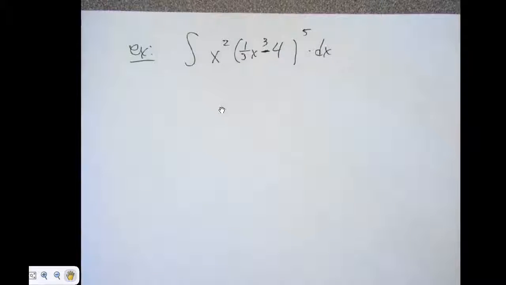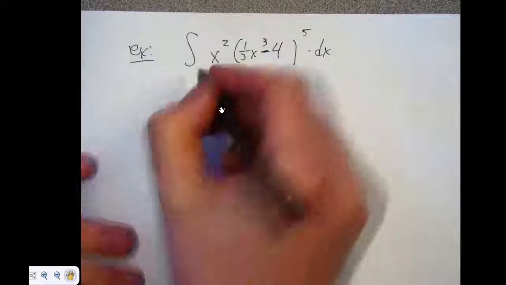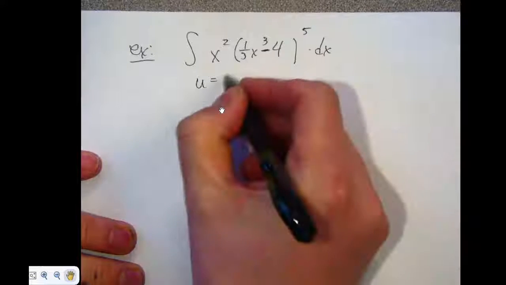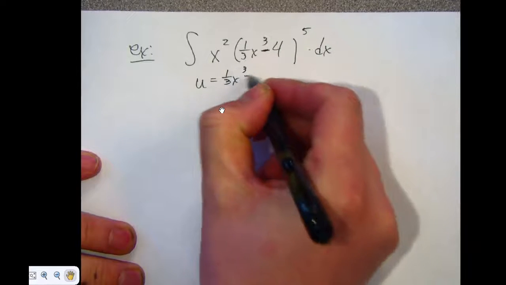Anyway, if I'm going to do the U-substitution way, because we're trying to wrap our minds around two methods here, what would I set U equal to? 1/3 x cubed minus 4. The little guy. Yep, you're always setting it equal to the little guy.